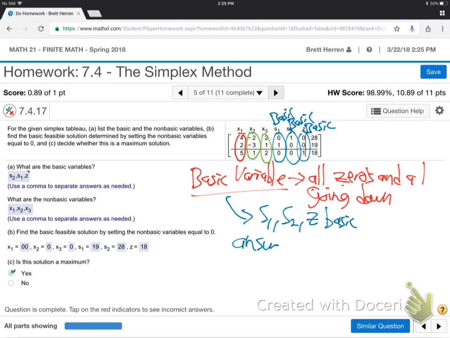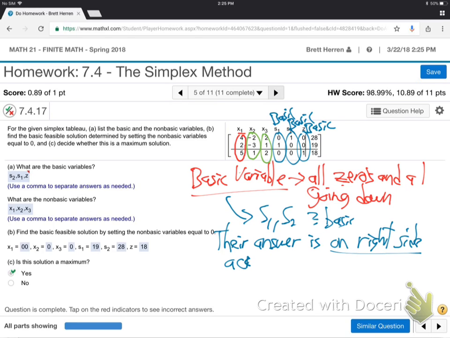Their answer is to the right. Well, I didn't write that very clearly. Their answer is on the right side, across from the 1, from their 1.